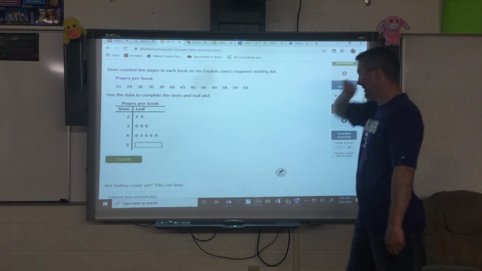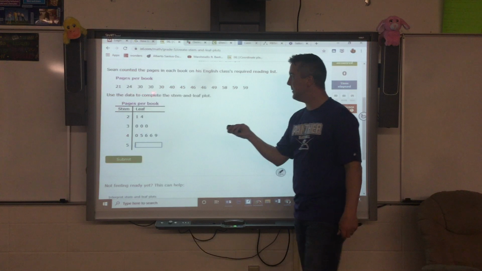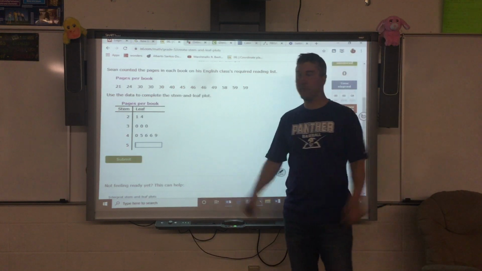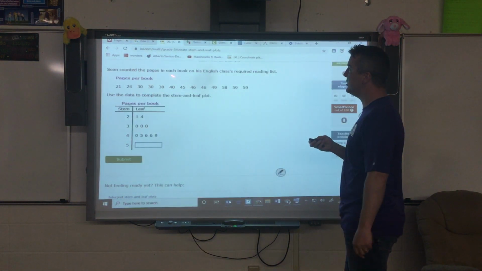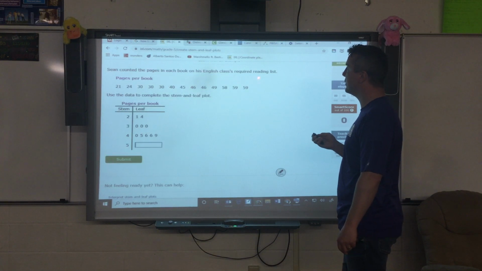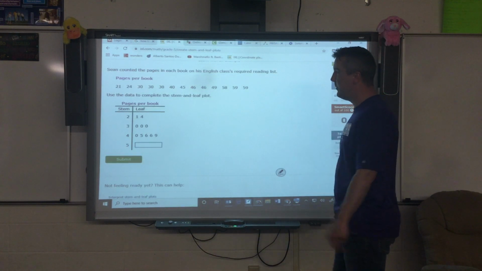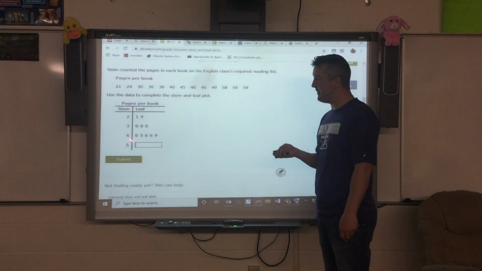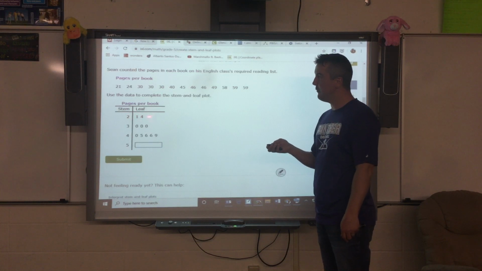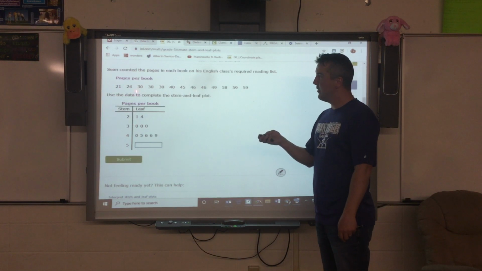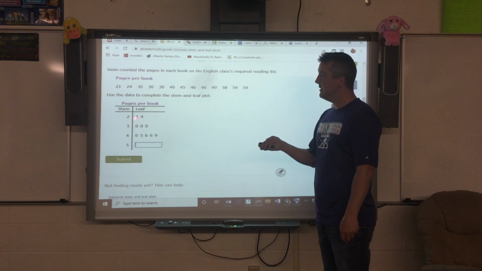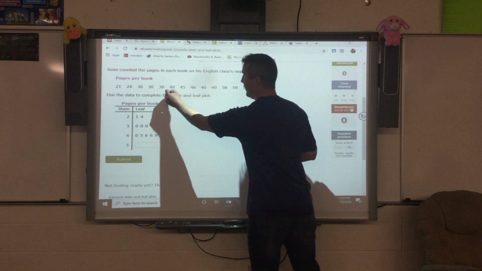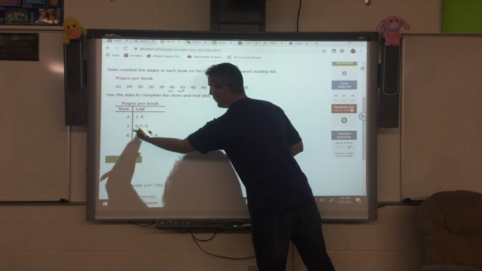All right. So, based on this information, I look at it. They did put them in numerical order, which is helpful. Sean counted the pages of a book in his English class required for his reading list. Use the data to complete the stem and leaf plot. So I'm looking for anything that's in the 50s. Here they already did it. 21, 24. 30, 30, 30. They just put 3 zeros there. Then they had a 40. 4, 0. And a 45. 4, 5. So on and so forth.